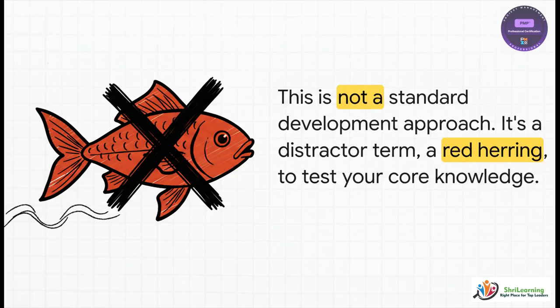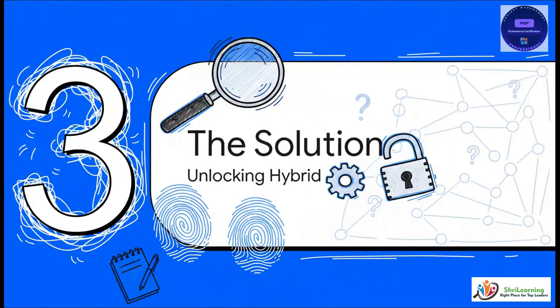And now for option D, periodic. This is a classic PMP exam trick, so pay attention to this one. Periodic is not a real recognized development life cycle in the official guidebooks. It's what we call a distractor. It's a red herring thrown in there just to see if you really know your stuff. So we can toss this one out immediately. So through the process of elimination, we've got our prime suspect, but now we have to prove it.